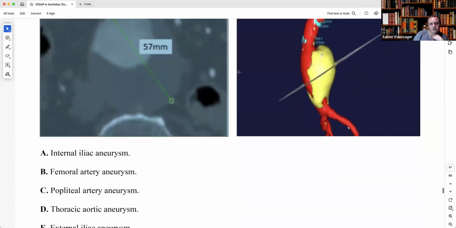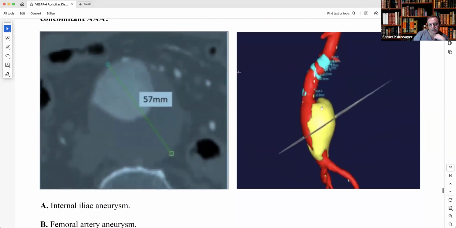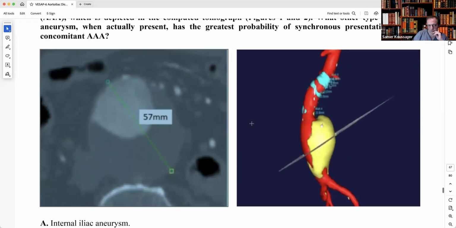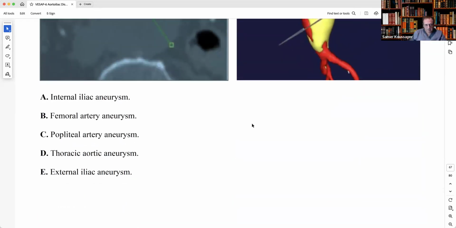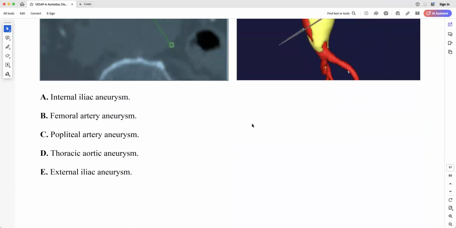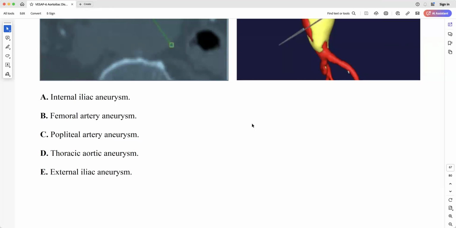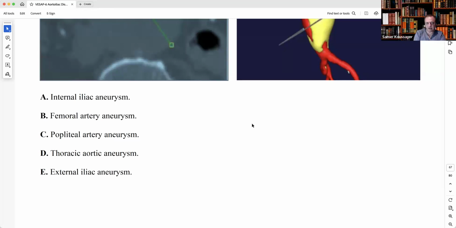So let's see what the question is. Which other aneurysm, if present, has a great probability of synchronous presentation, meaning if you find it, you have a high chance of also having an aortic aneurysm? Which one of these? A, internal iliac aneurysm. B, femoral artery aneurysm. Let's start one by one so we can remember the numbers. What about internal iliac? I don't remember. Well, 5-6%, very low.